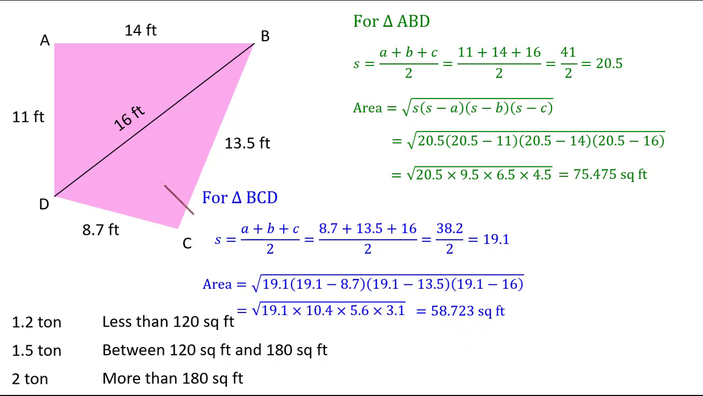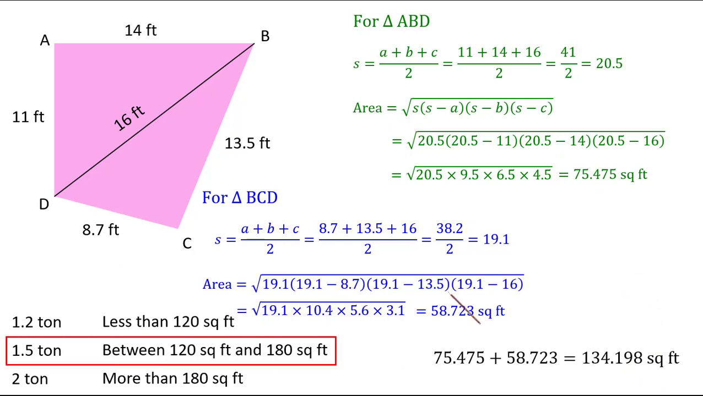Now what? We can add the two areas to get 134.198. So we need to buy a 1.5-ton AC. So you can see that by dividing a quadrilateral of any shape, by joining the diagonal, any diagonal, we have divided it into 2 triangles, and Heron's formula makes it easy to find the area of a triangle.